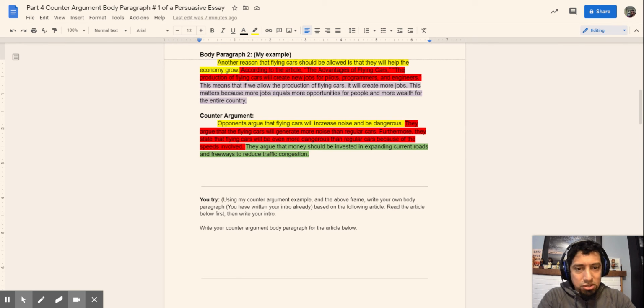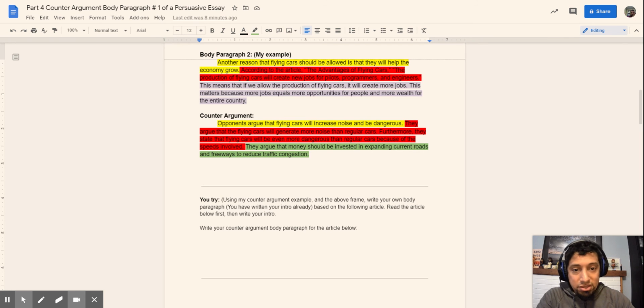They argue that flying cars will generate more noise than regular cars. Furthermore, they state that flying cars will be even more dangerous than regular cars because of the speeds involved. Okay. Again, I'm not explaining every single detail. I'm just stating what they think are going to be the problems. Now, in the green, they argue that money should be invested in expanding current roads and freeways to reduce traffic congestion. So I gave just one concluding sentence about what they think should happen instead. So that's the counter argument.